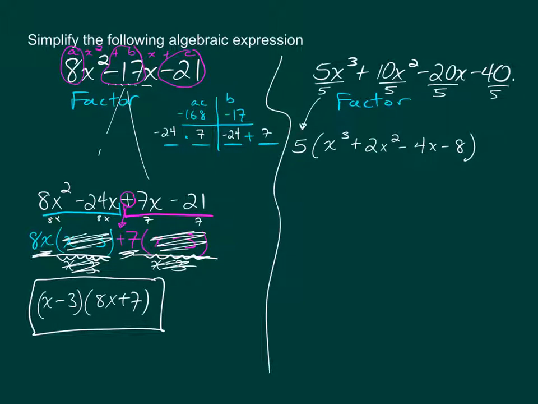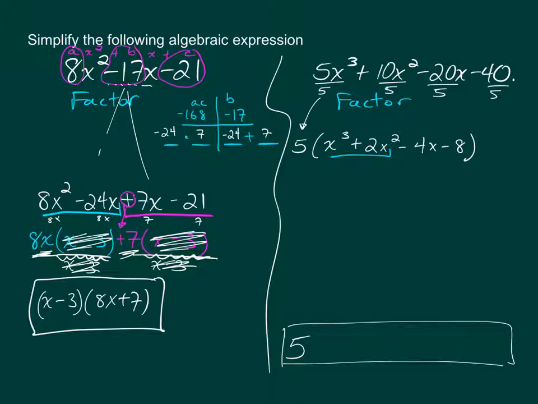And what this does is it takes care of some factoring that we would have to do later. It's, in my opinion, always better to check for a greatest common factor to begin with than trying to find it later. So from here, the greatest common factor will always be a part of our answer. So I know way down here, when I'm done factoring, I'm going to have 5 in my answer.